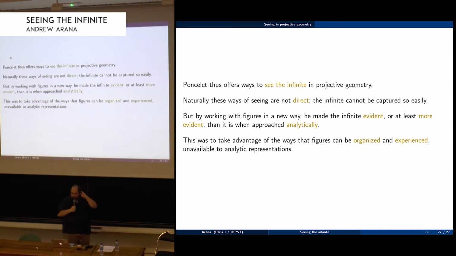And so for Poncelet, this was to take advantage of the ways that figures can be organized and experienced, which is unavailable to merely analytic representations.